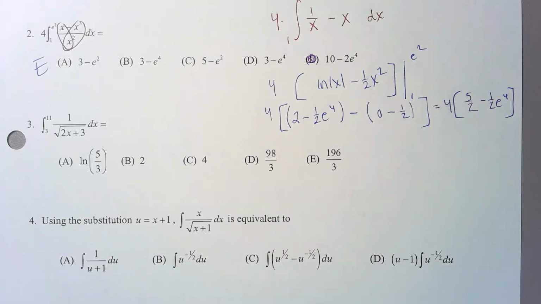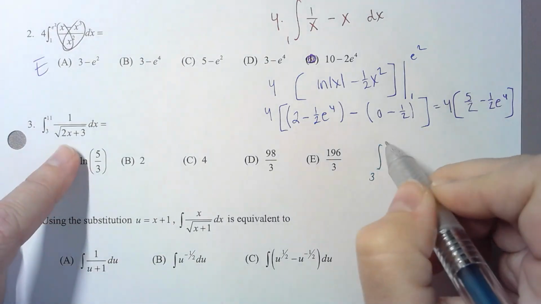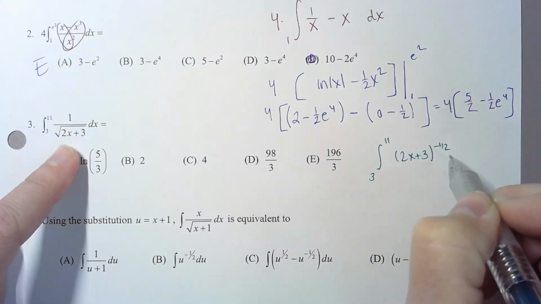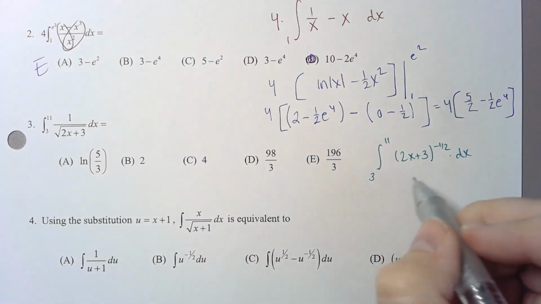All right, now I bled into all of our room here for number 3. Number 3, we could do a couple of different ways, but I'm going to start by writing it as the integral from 3 to 11 of (2x plus 3) to the negative 1/2. I don't mind rewriting it this way. Yes, it's a composition, but the inside is a linear function, so we're allowed to reverse the chain rule. So that's what I'm going to do.